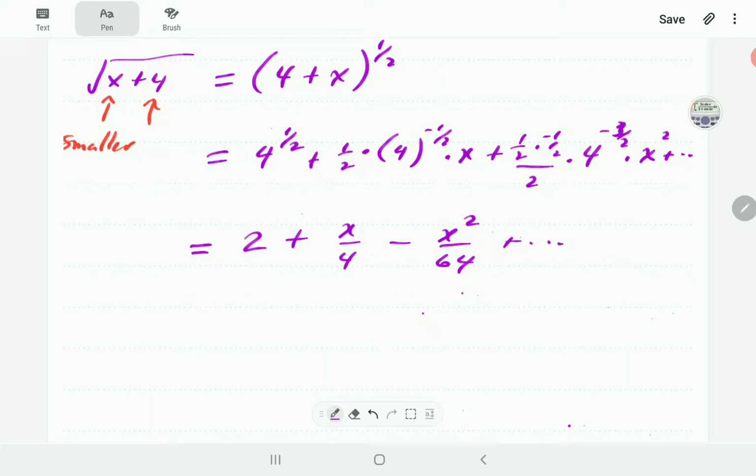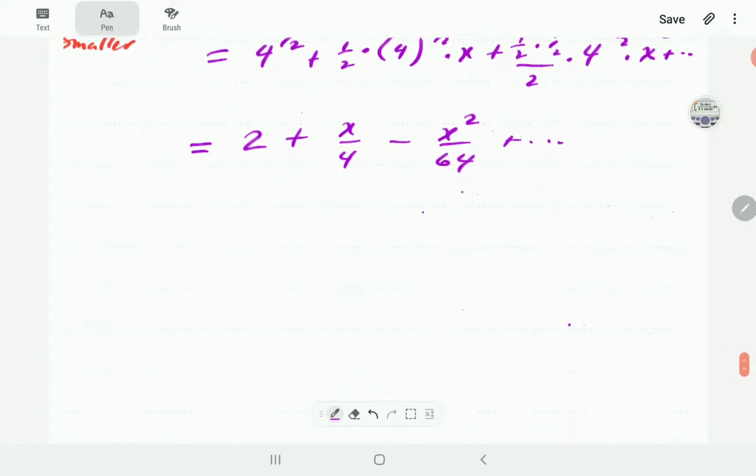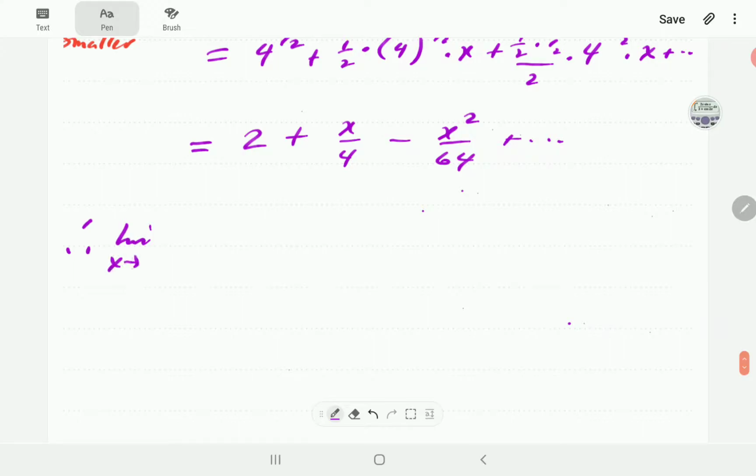Now, the thing to keep in mind here is that the powers of x are going up. So the next term is going to have x cubed, x to the power 4, etc. Now, if we take this and substitute it into our limit, so this is going to be 2 minus square root of x plus 4 all over x.